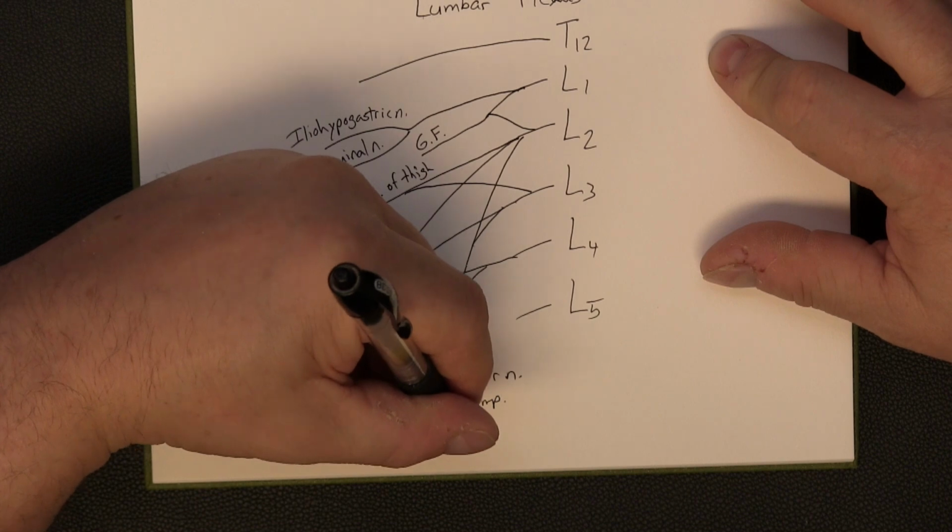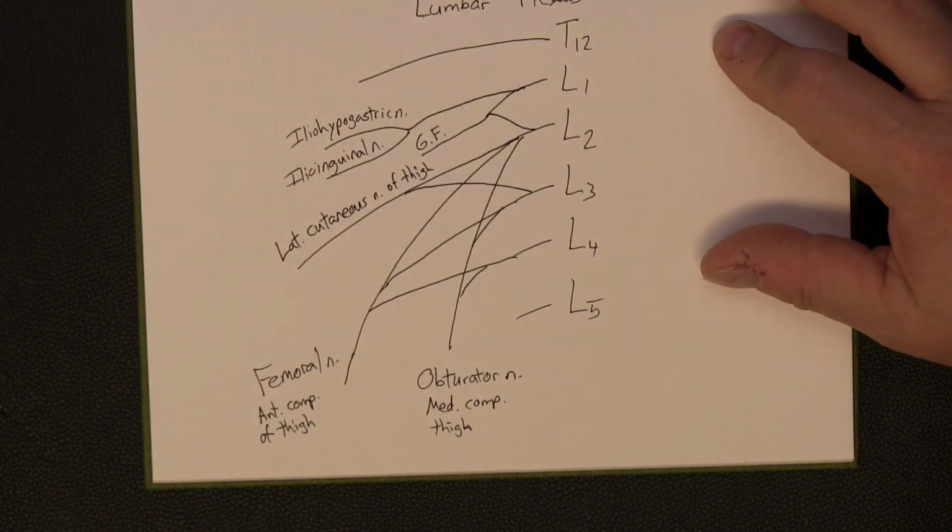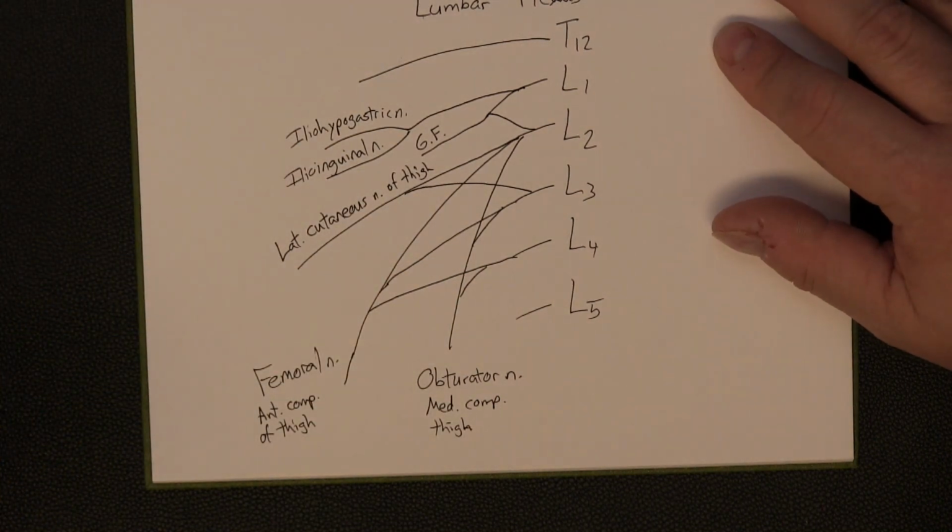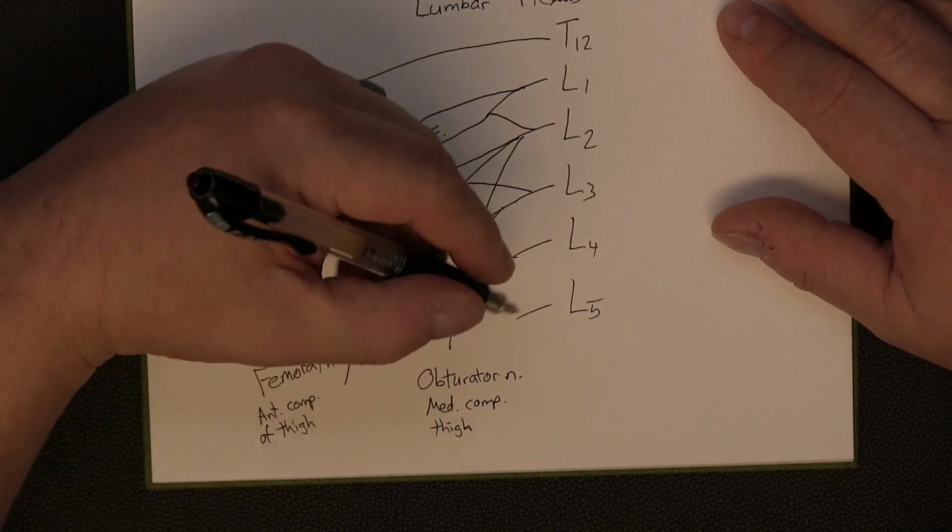Now you may have noticed I'm only talking about muscles. I'm not going to go over the sensory distribution of these nerves in the upper limb or the lower limb, but those are there also, and they can be important a little bit later as you learn.